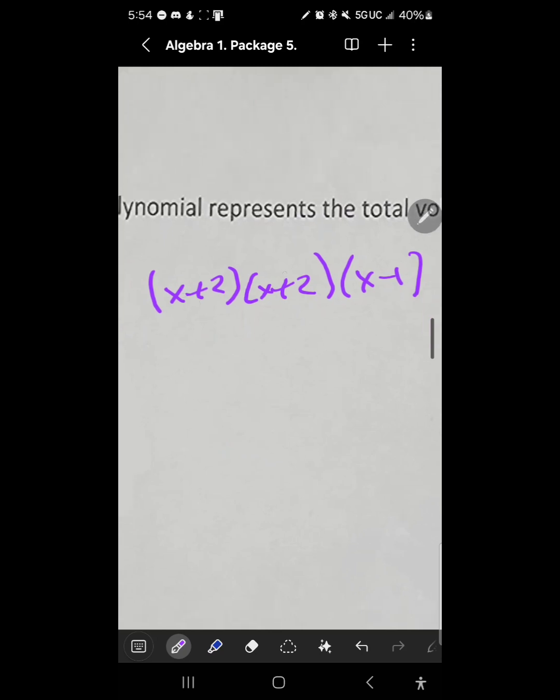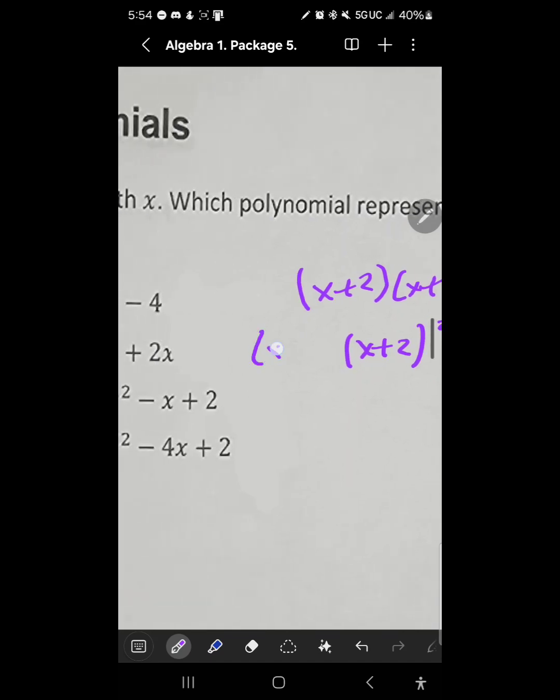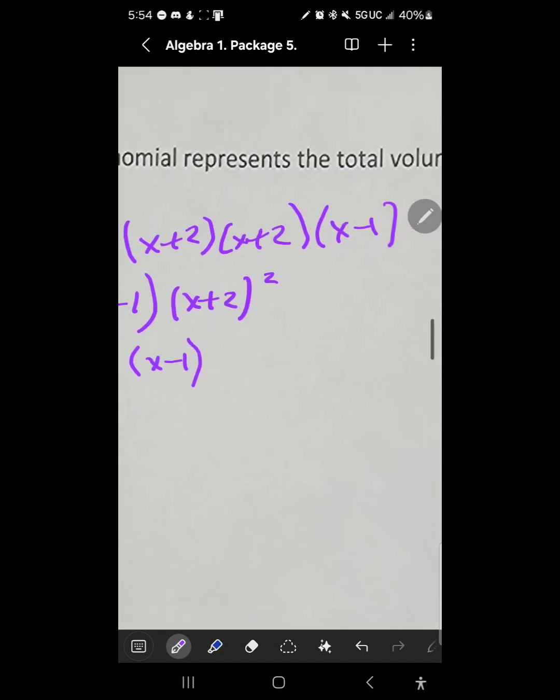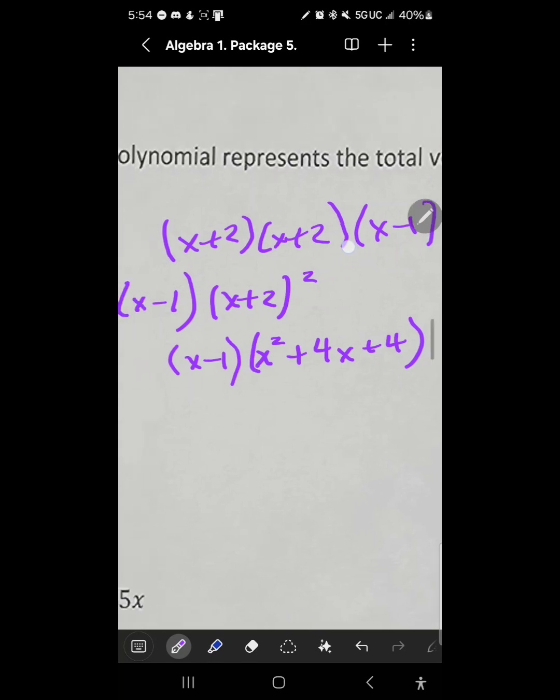So I can say that this is x plus 2 squared, so x plus 2 squared times x minus 1. And now x plus 2, I'm just going to give the x minus 1, and x plus 2 squared will be x squared plus 2 times 2, 4x, so 4x plus 4, because 2 squared is 4.